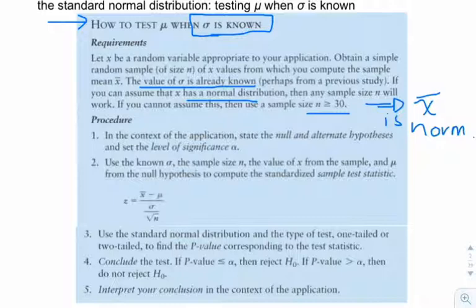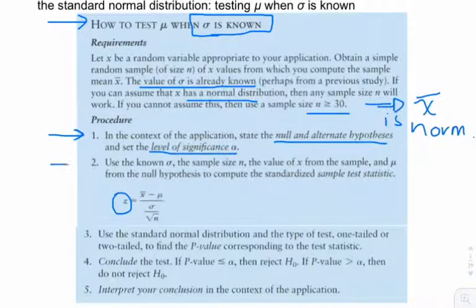Why do we want x bar to be normally distributed? Because then we can use z, our normal distribution. Okay, so what are our procedures? The first step is we're going to state our null and alternate hypotheses and our level of significance alpha.